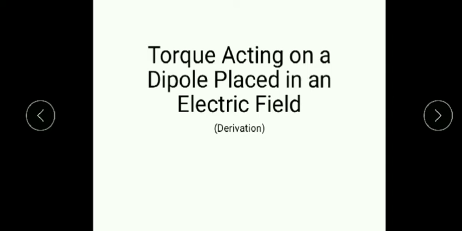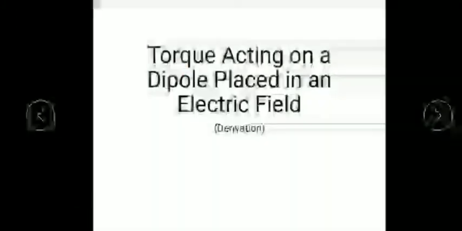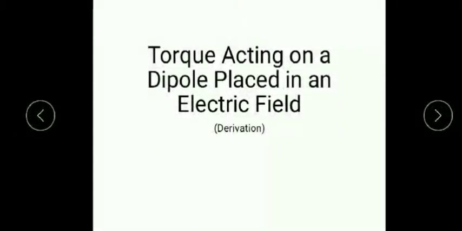So, the next topic that we have is a small derivation, that is torque acting on a dipole placed in an electric field. Correct? So you know what is torque and what is electric field, right? In first year itself, you have understood what is torque and what is the reason for torque and what are the conditions to have torque. And you have studied in earlier videos what is electric field. So today we are studying torque acting on a dipole placed in an electric field.